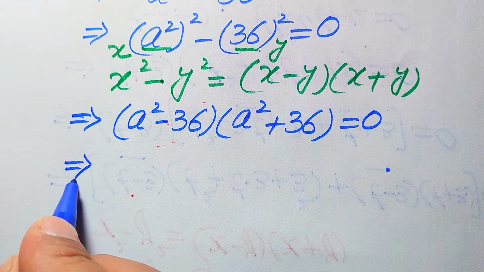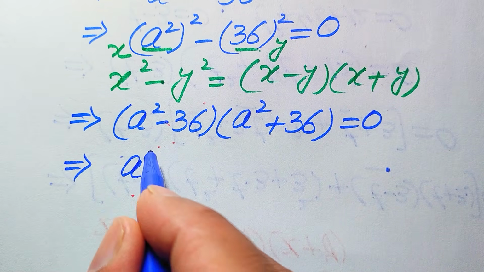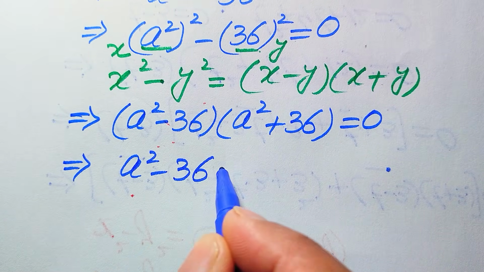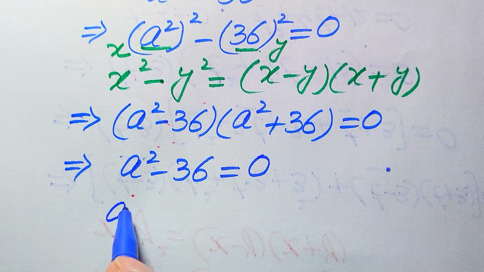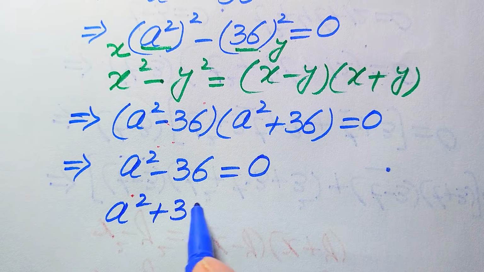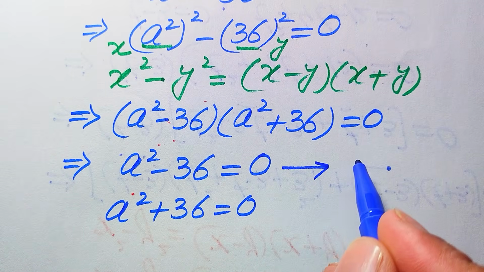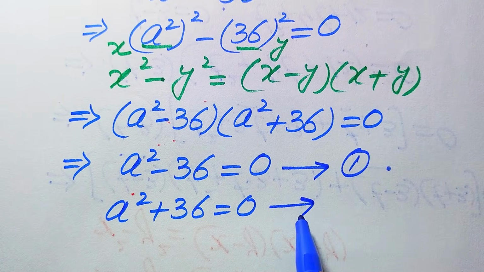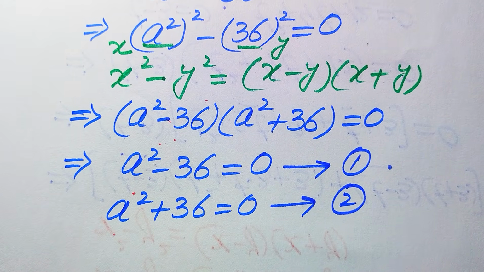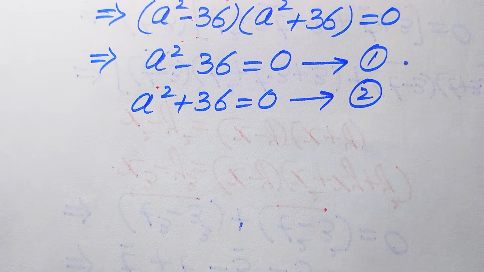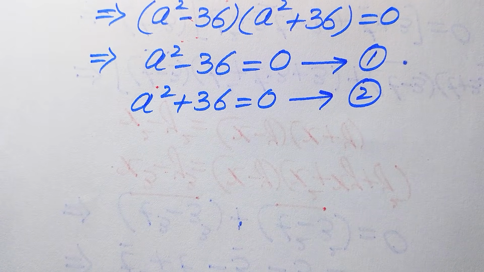And now we divide this equation into two cases. The first case is a² − 36 = 0, and the second case is a² + 36 = 0. So we call this our equation number 1 and this our equation number 2. In the next steps we need to solve both of these two equations for the values of a.